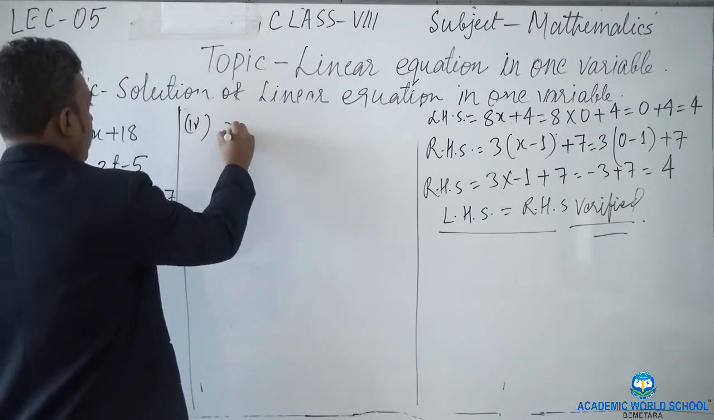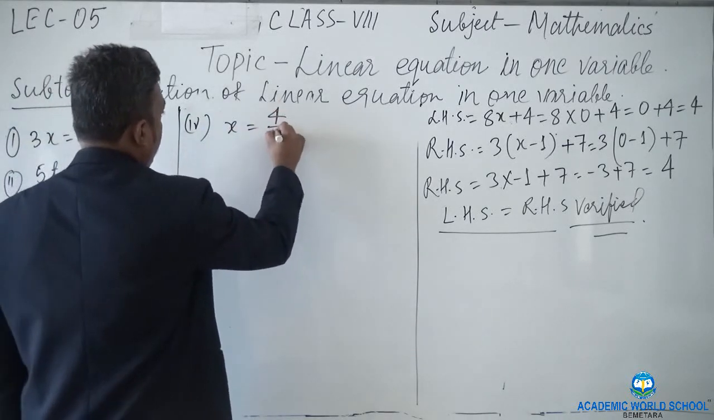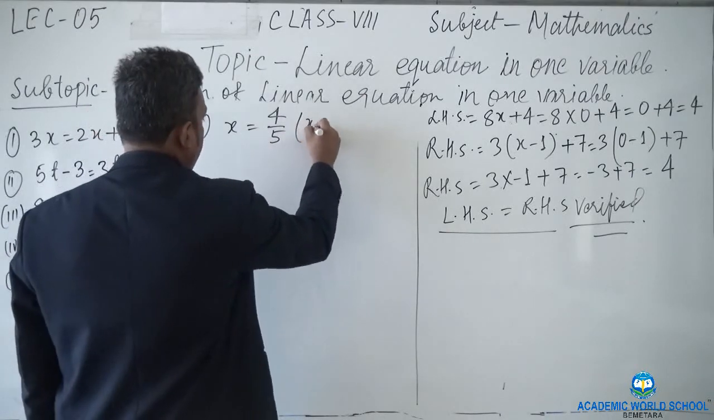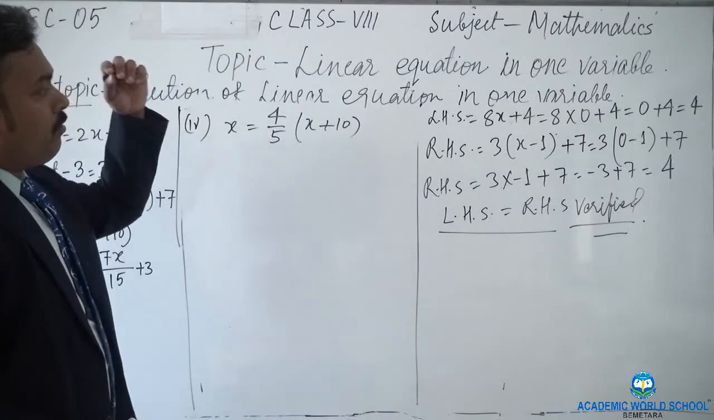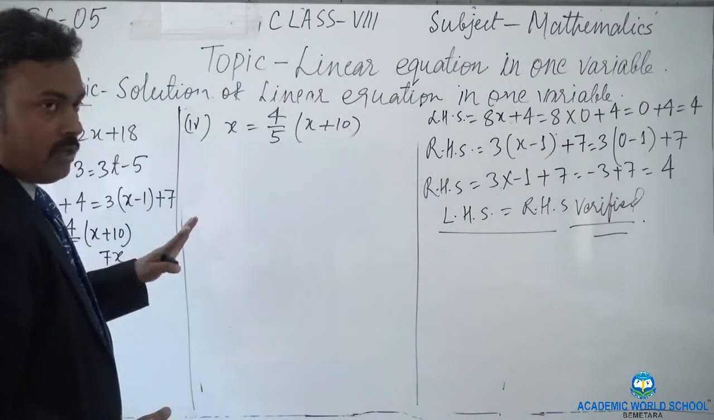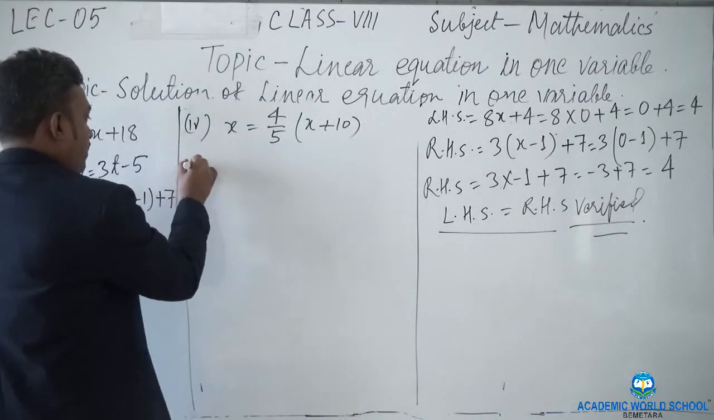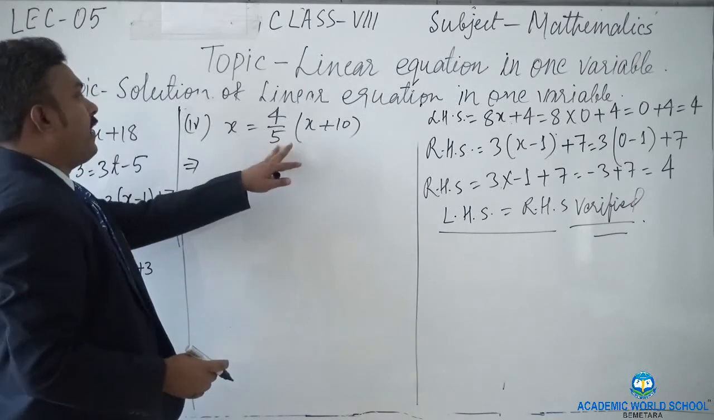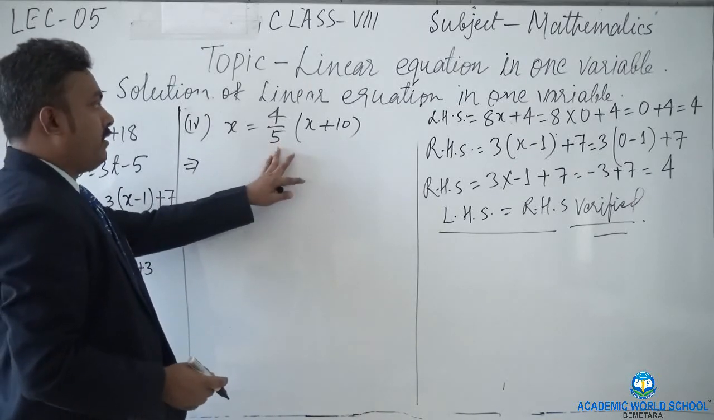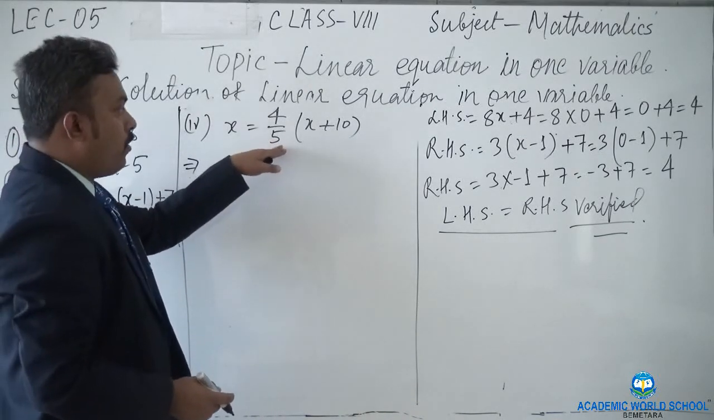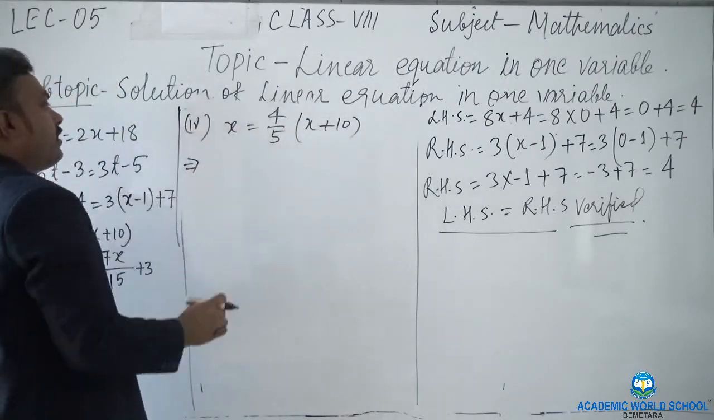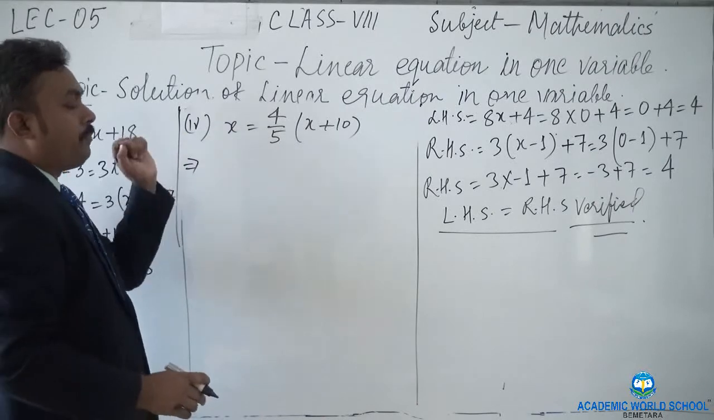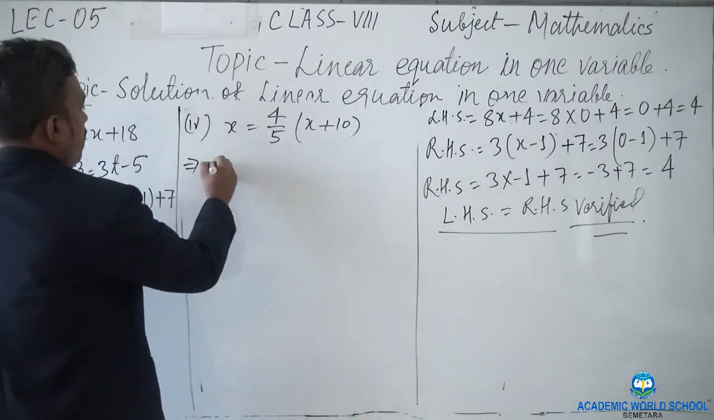Right, so x equal to 4 by 5 and x plus 10. Okay, this we can do in two ways. I am going to use the simplest method. Now see that this 5 is in division on the right side, so I will move this 5 to the left side. When we move this 5 to the left side, what will happen? The 5 will multiply with x.